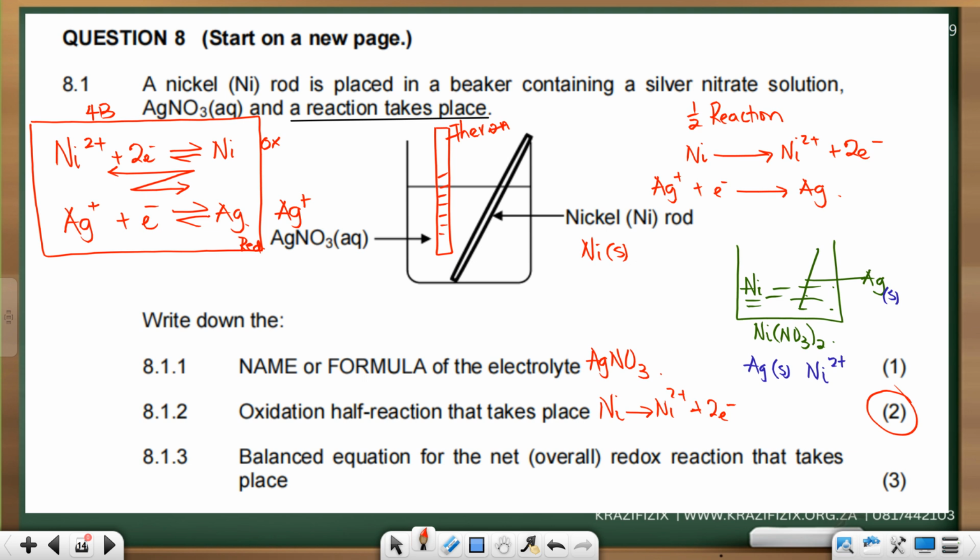Why will the thermometer reading increase? This reaction is spontaneous, and spontaneous reactions are exothermic. It means it becomes warm. If it becomes warm, what happens to the reading on the thermometer? It increases. That's an exam question.